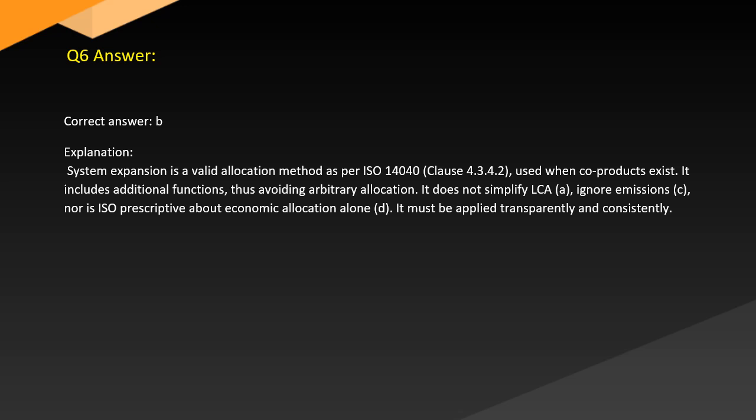Answer. Correct answer: B. Explanation: System expansion is a valid allocation method as per ISO 14040 Clause 4.3.4.2, used when co-products exist. It includes additional functions, thus avoiding arbitrary allocation. A. It does not simplify LCA or ignore emissions. C. Nor is ISO prescriptive about economic allocation alone. D. It must be applied transparently and consistently.